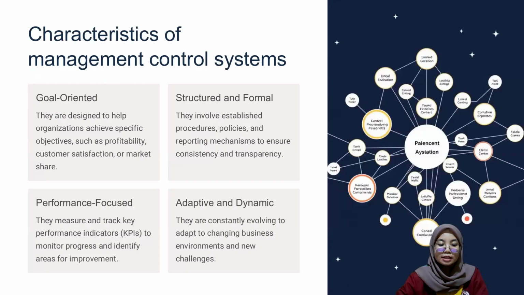The next slide is characteristics of management control system. There are four characteristics. One, goal-oriented. They are designed to help organizations achieve specific objectives, such as profitability, customer satisfaction, or market share. Next is structured and formal. They involve established procedures, policies, and reporting mechanisms to ensure consistency and transparency. Next is performance focused. They measure and track key performance indicators to monitor progress and identify areas for improvement. And next is adaptive and dynamic. They are constantly evolving to adapt to changing business environments and new challenges.